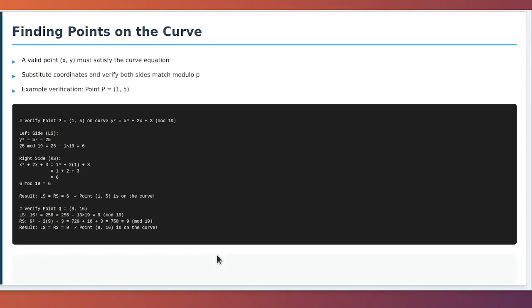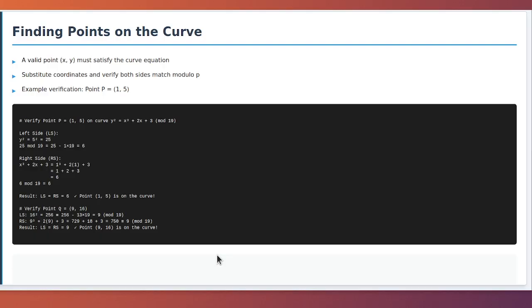Finding and verifying points on the curve. Now that we have our curve defined, we need to find points that actually lie on it. A point on an elliptic curve is simply a pair of coordinates, x, y. Both x and y are integers in our field.